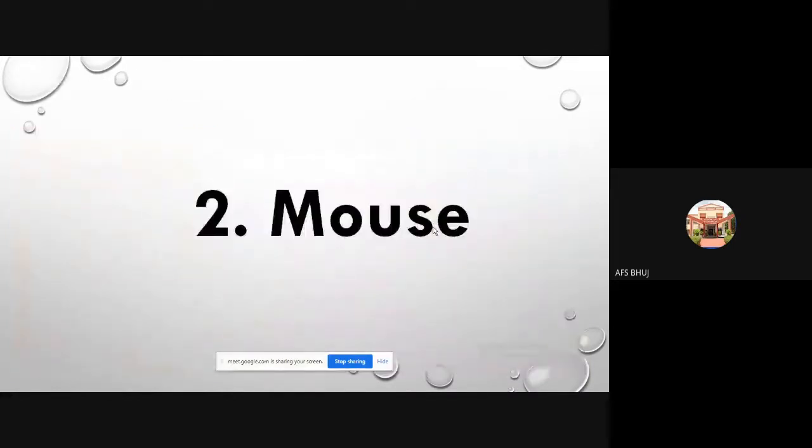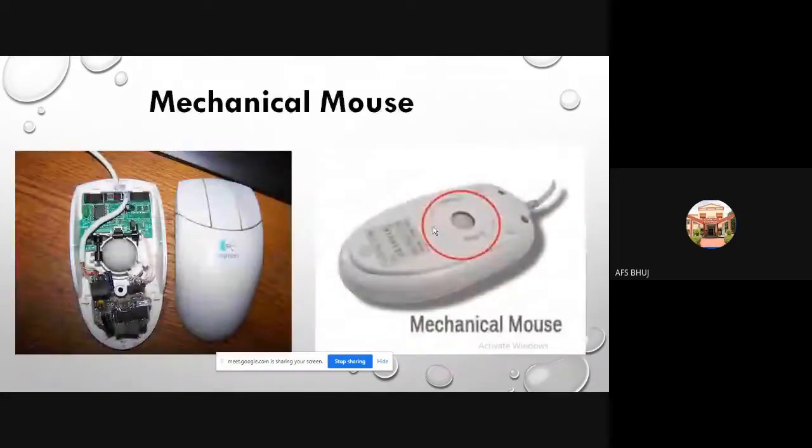Next one is mouse. We know the mouse, which we can also call a pointing device, to point on something on the screen and to select something on the screen. So the mouse is also an input device, and the mouse is also divided into different types.